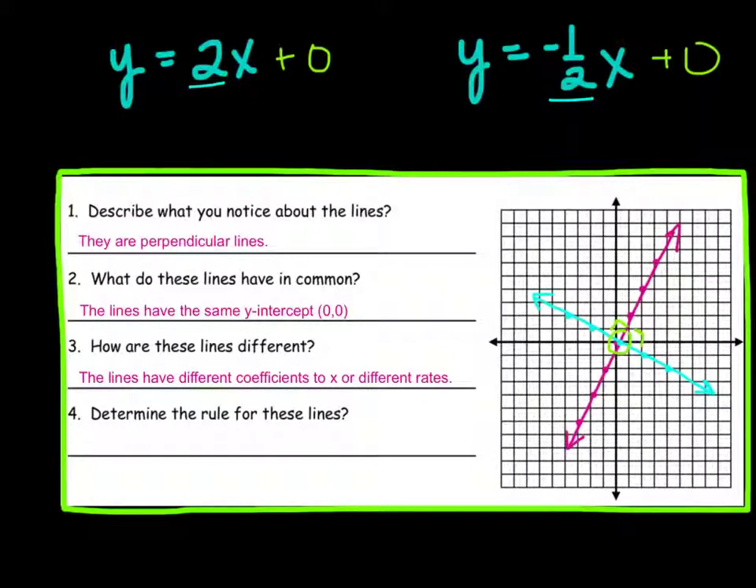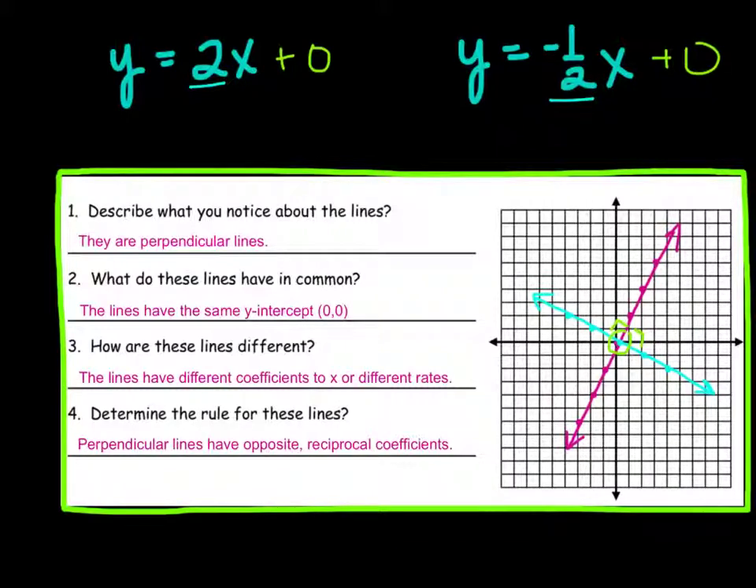So we want to determine a rule to see if any two lines are going to be perpendicular lines. And the rule here is this. We take the first coefficient to x and we make it the opposite and the reciprocal. I'll tell you what I mean by that in just a second. So again, the rule: perpendicular lines will have opposite reciprocal coefficients.